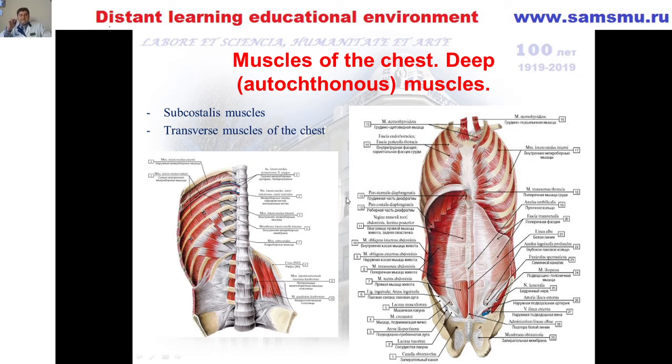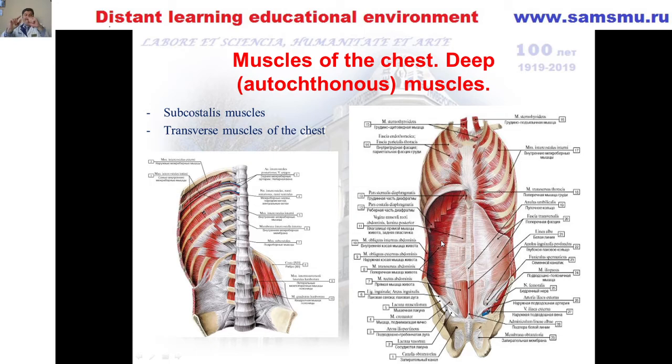The transverse thoracic muscle, musculus transversus thoracis, is also on the inner surface of the thoracic cage, on its anterior surface. If we look behind the sternum bone, we will see this muscle. It is a continuation of the transverse muscle of the abdomen. You may see the transverse muscle of the abdomen here.